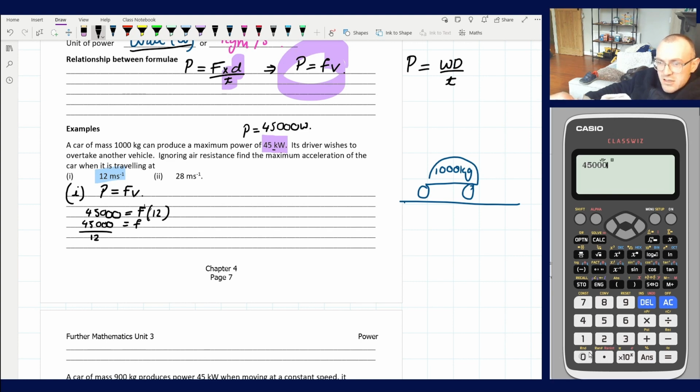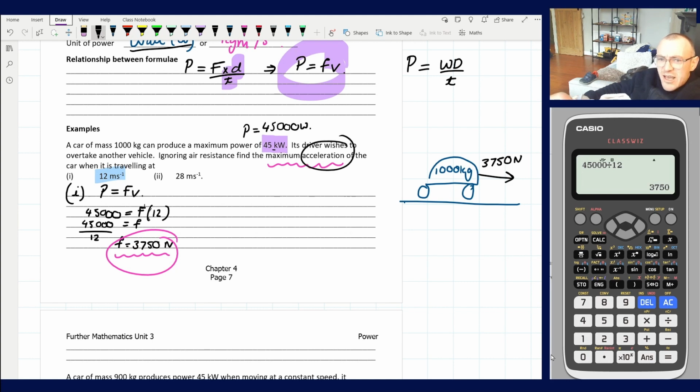Let's see what that is. It's going to be about, yeah, there we go. 3,750 newtons. That's not what the question asks me to do, though. It says to find a maximum acceleration. So this is the driving force that the car can put out. The car can exert 3,750 newtons. And I don't have to worry about any other forces, which makes things a bit easier.